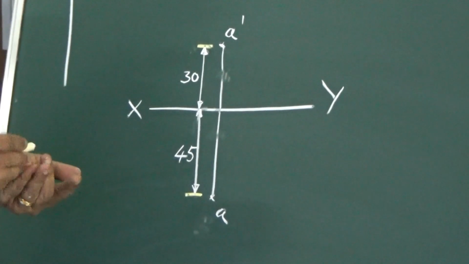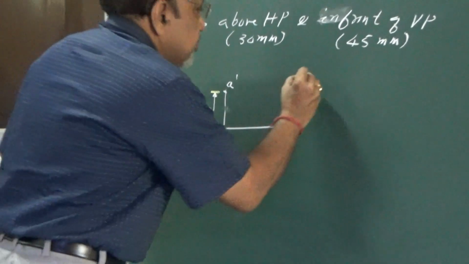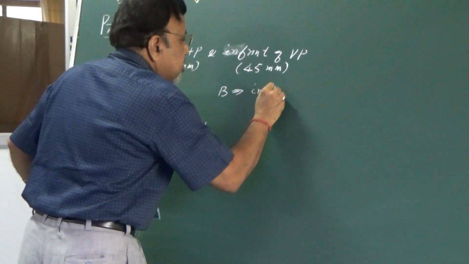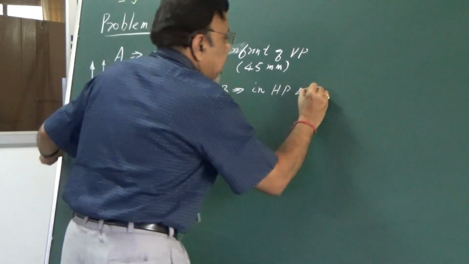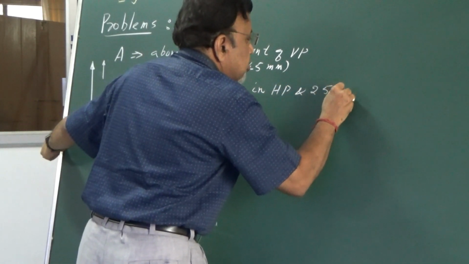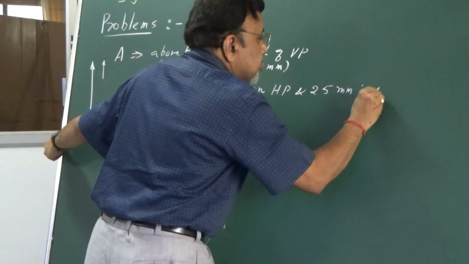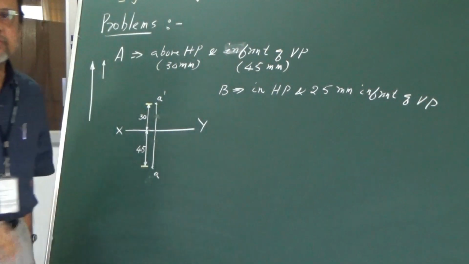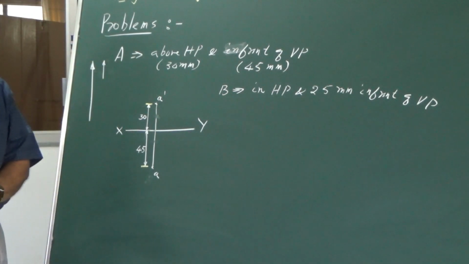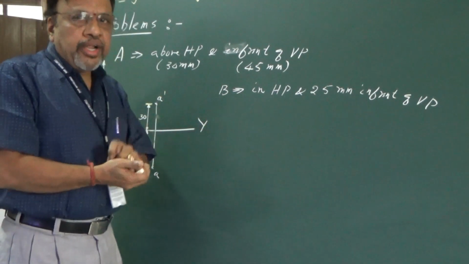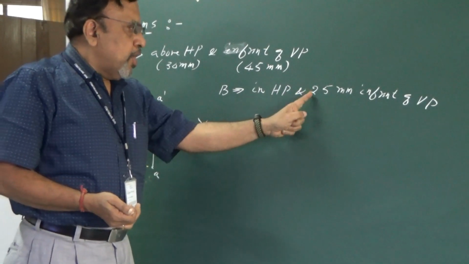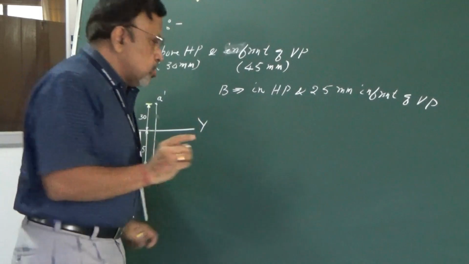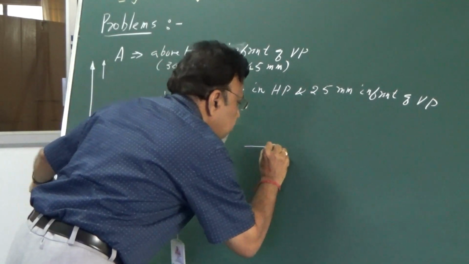Okay, now let us say I will consider another point B. Let us say I have another point B which is in HP and 25 mm in front of VP. I just considered some point. Okay. Now this particular point is in HP and 25 mm in front of VP. Now the first thing is I should draw the XY line. So I will draw the XY line.